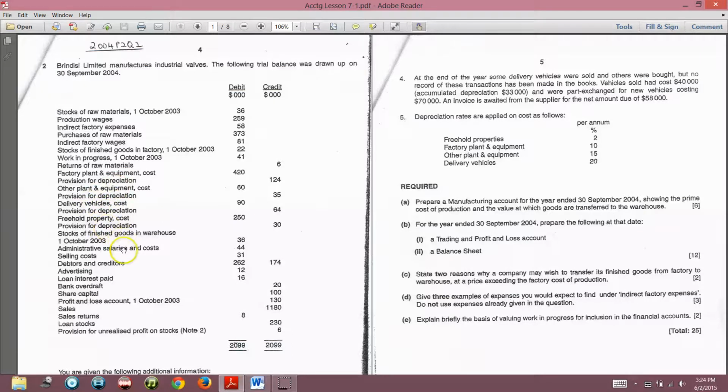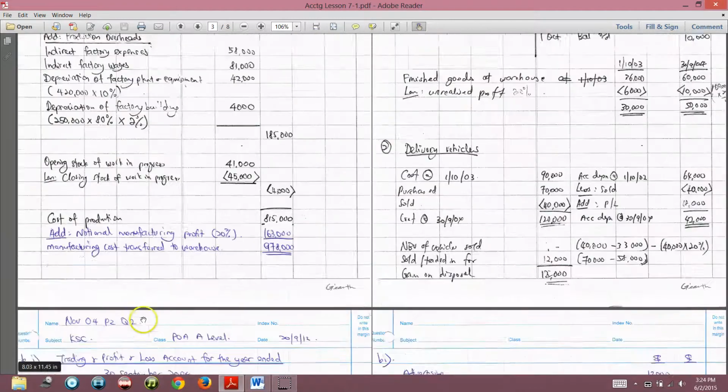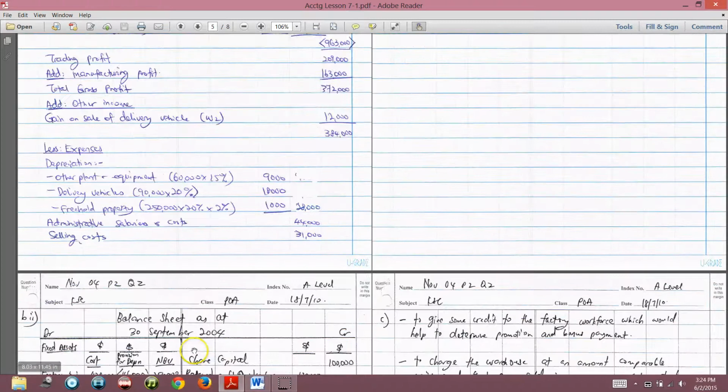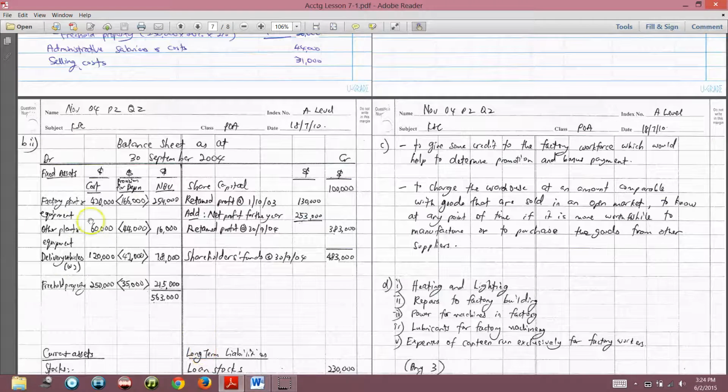delivery vehicle. Since we have already laid out here, why don't we come to this section and put in whatever figures we can first. Factory, plant and equipment, the cost is 420,000. Other plant and equipment, the cost is 60,000. Delivery vehicle, there's a note on delivery vehicle, so we hold on first. Freehold property is 250,000. So you put a figure here first.